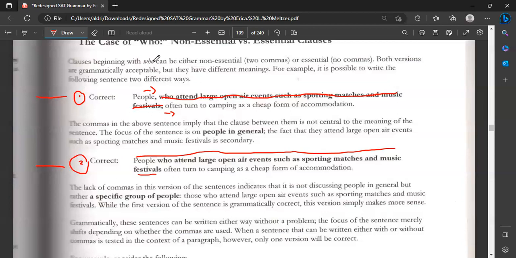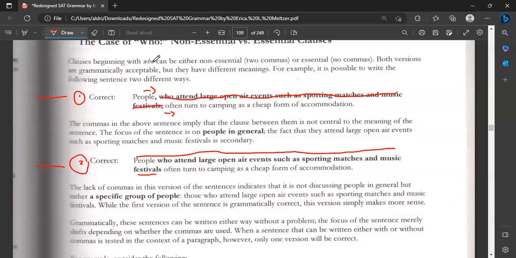Yes, sir. I get what you mean. So number one is saying that everyone in general just thinks of camping as a cheap form of accommodation. Number two is aiming at a specific group of people. Yep, exactly. That's exactly what's happening there.